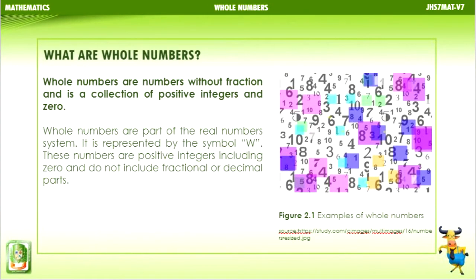It is important for us to learn about the nature of numbers because it is the foundation of higher math concepts. To be able to understand higher math concepts, mastery of the basics is a must. Whole numbers is formally defined as the collection of positive numbers and zero but without fractions or decimals. Whole numbers is a part of the real number system. It is represented by the symbol capital letter W. These numbers are positive integers including zero and do not include fractions or decimals.